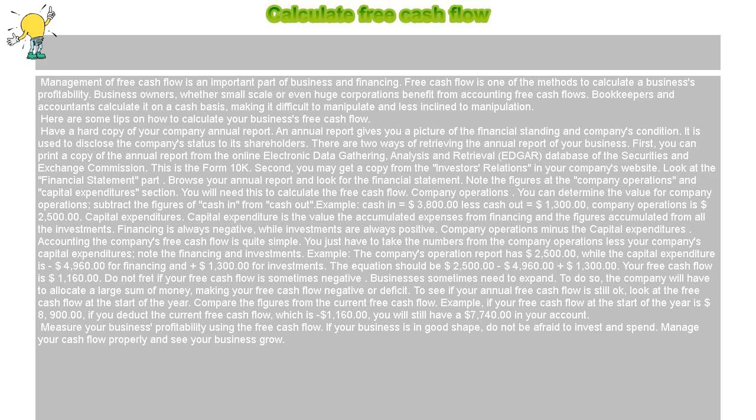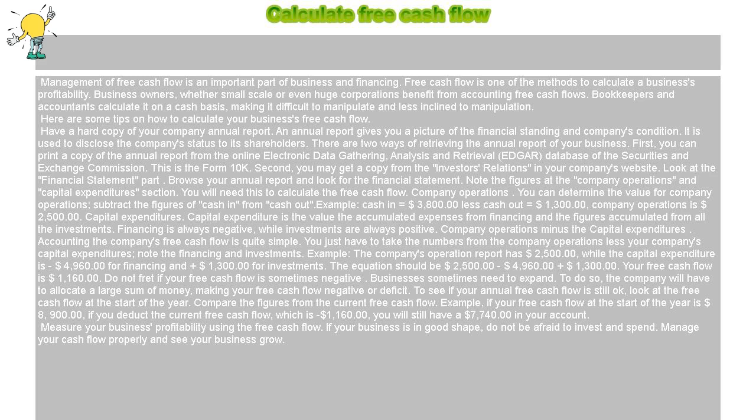Bookkeepers and accountants calculate it on a cash basis, making it difficult to manipulate and less inclined to manipulation. Here are some tips on how to calculate your business's free cash flow. Have a hard copy of your company annual report. An annual report gives you a picture of the financial standing and company's condition. It is used to disclose the company's status to its shareholders.